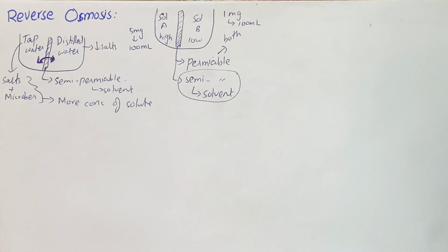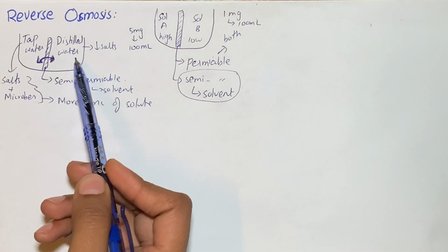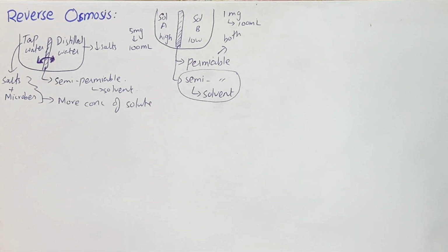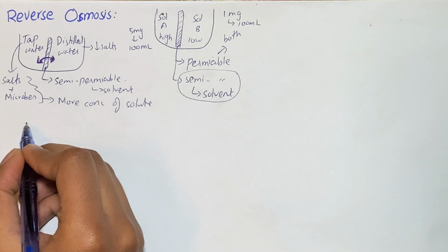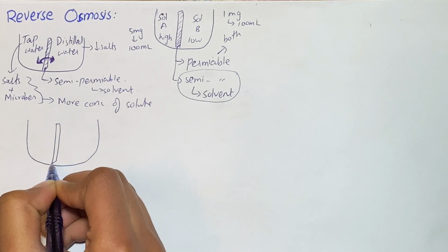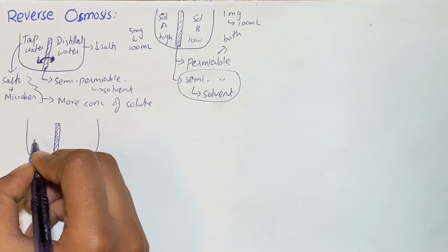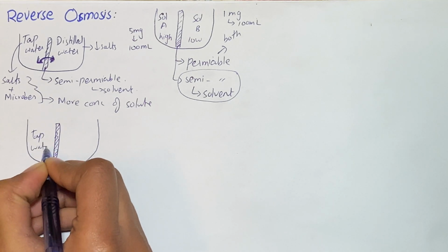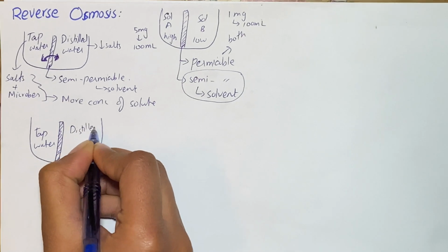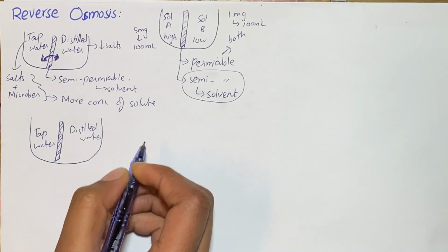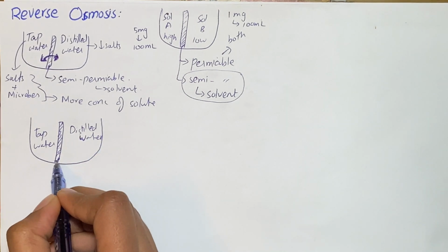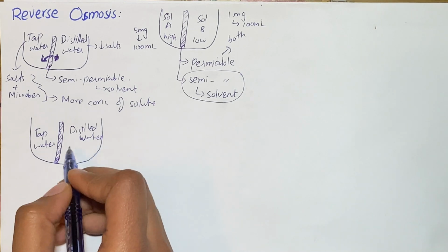So what we need is to reverse this process somehow, and how we do that is somewhat similar to the same mechanism as osmosis, but we just apply pressure over the tap water section. So now if we are having the same diagram again, over here we have tap water, and on the other side of the tank we have distilled water, and between them there is a semi-permeable membrane which allows only solvent molecules to move across it. So what will happen? In reverse osmosis, we apply pressure.